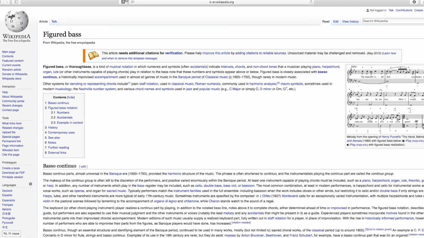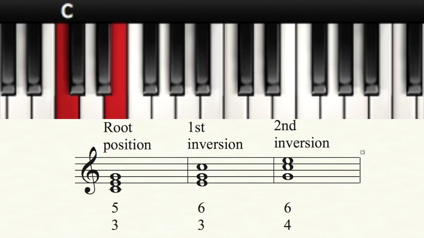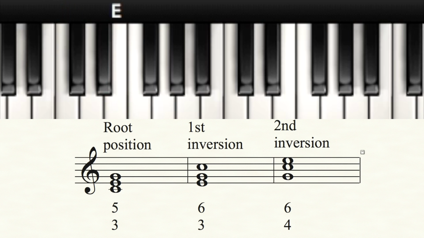Now, how do we distinguish these inversions from each other? Well, we've got a system of names that is super simple, and it's actually drawn from an older system of shorthand that was used many hundreds of years ago called figured bass. And all it is simply measuring the intervals that notes are above a bass note. So for example, in our root position, we have an interval of a fifth above the root and a third above the root. We always measure from the largest interval to the smallest interval.